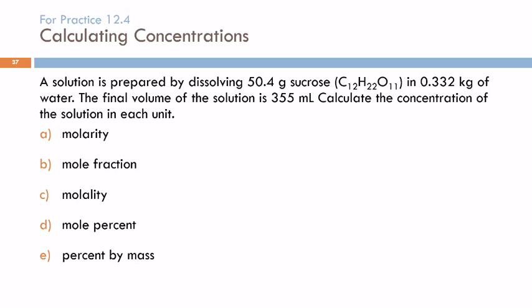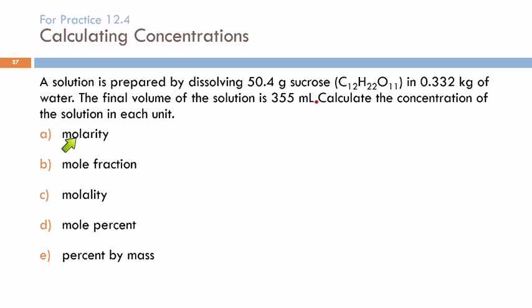Okay, so this is a long question. We're talking about one solution, but we're going to calculate the concentration in all these different ways. The solution is prepared by dissolving 50.4 grams of sucrose in 0.332 kilograms of water. The final volume of the solution is 355 milliliters. And I'm missing a period there. Calculate the concentration of the solution in each unit. So it looks like we're talking about that can of soda again, right? But this one has a little bit more sugar than the one we were looking at before.